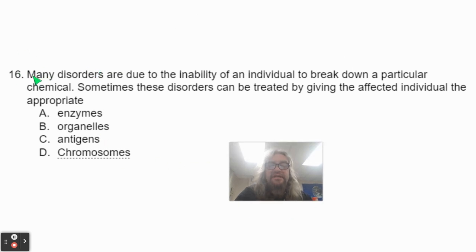Number 16, many disorders are due to the inability of an individual to break down a particular chemical. Sometimes these disorders can be treated by giving the affected individual the appropriate A, enzymes, B, organelles, C, antigens, D, chromosomes.